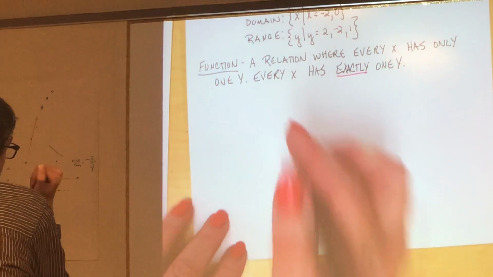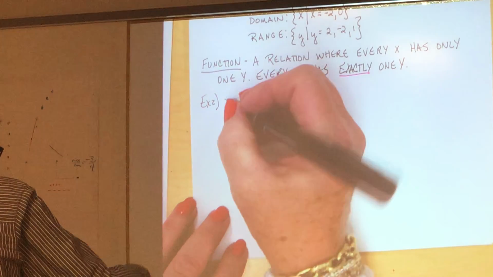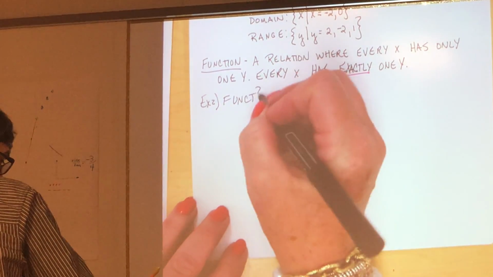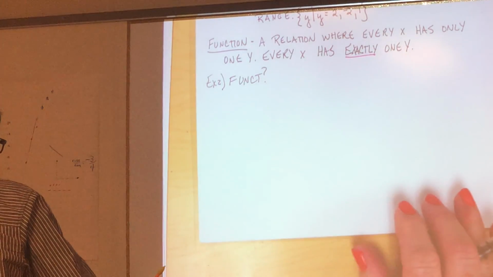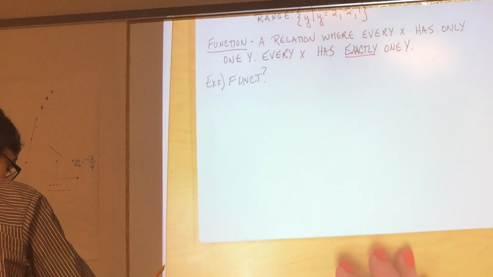So this is example 2. I'm not really sure where example 1 went, but I'm thinking that it was probably one of those things up there and I expounded on it. So all I want to do is I'm going to draw some mappings and I want you to tell me if it is a function or not, okay?